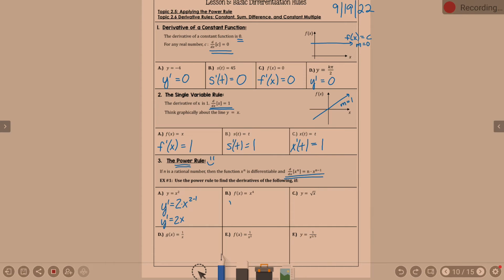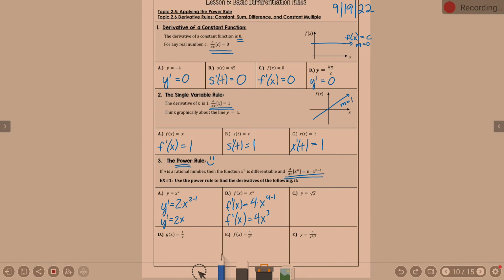If f of x is x to the 4th, move the power where? To the front. And do what with the power in the exponent? Subtract 1. So 4 minus 1. And so when we clean that up, that is 4x to the 3rd. Am I always going to be writing that minus 1 in there? No way. Okay. And maybe some of you guys are already angry with me.